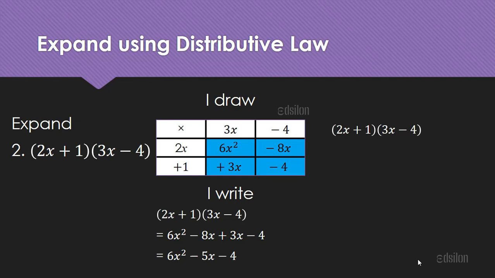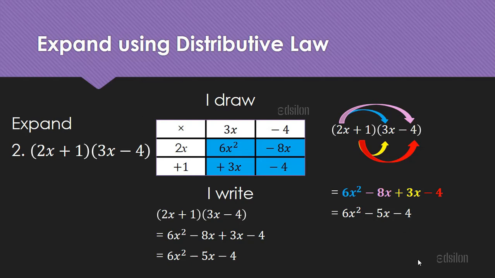Let's go over the working together. First, distribute 2x to 3x and negative 4 to get 6x squared minus 8x. Then distribute 1 to 3x and negative 4 to get plus 3x minus 4. Simplify, you will get 6x squared minus 5x minus 4.